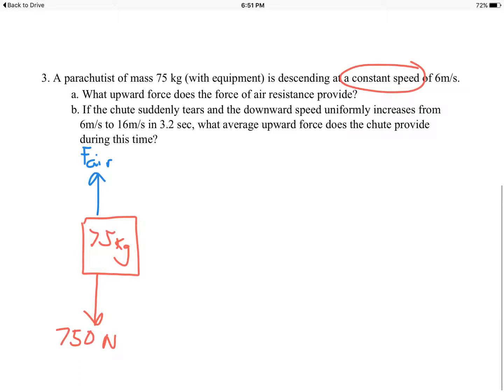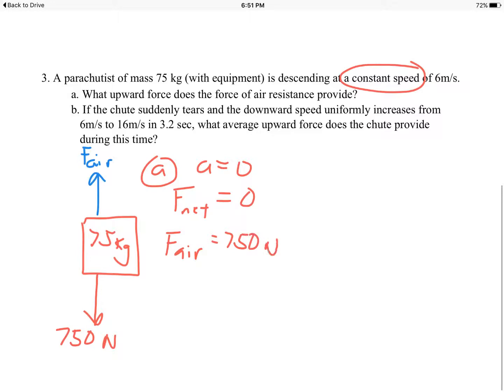But in part A, the problem is easy, like the last problem, where the acceleration is 0, therefore the net force is 0. Therefore, the force of air equals the force of gravity. So the force of air resistance is 750 newtons. All right, that's easy enough.